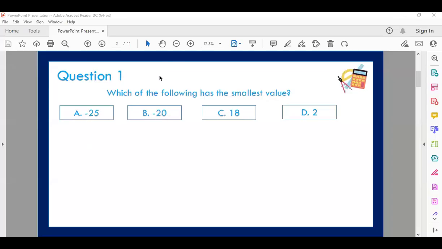So welcome to our quiz revision. Okay, so Form 1, and today we have this question 1. Which of the following has the smallest value?